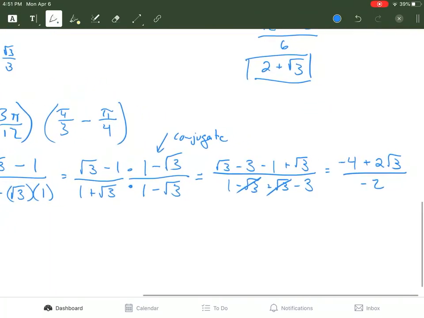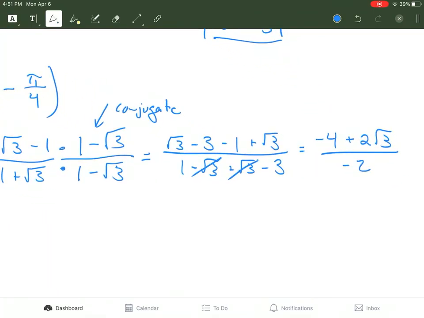Okay, and now again, at the end, we have numbers that we can reduce. We have negative 4 divided by negative 2, which is just positive 2. 2 root 3 divided by negative 2 is negative root 3. And there we go. That is your answer for the third one. And that brings us to the end of the sum and difference of tangents.